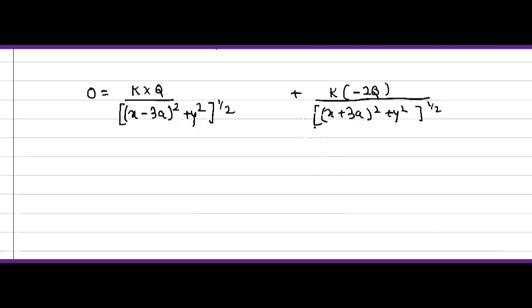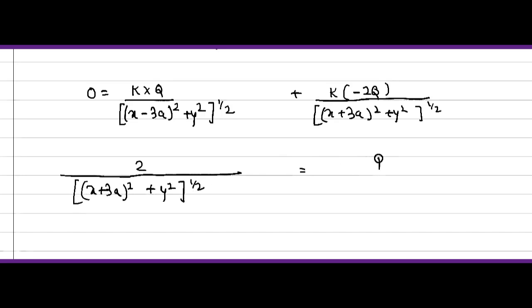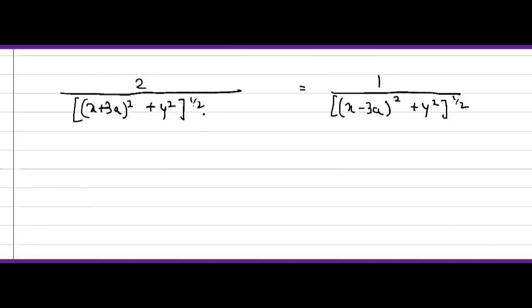Now k and q are common to both the terms, so they would cancel. If we take this to the other side, it would be 2 divided by (x plus 3a) square plus y square whole to the power 1 divided by 2, equal to 1 divided by the value of R1, (x minus 3a) square plus y square to the power of 1 divided by 2. Okay. Now what we can do is square both these terms, and on simplification we will get this result.